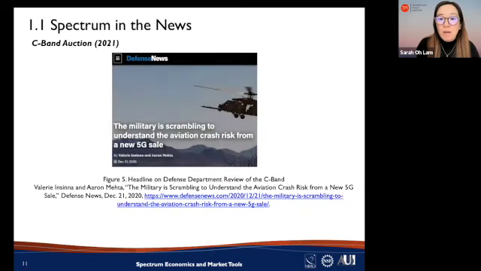And then there are also other values at play, national security and the Defense Department. And so in this headline, you see that the military is also interested in what happens with the new C band if there is aviation risk. Another concern was if the new 5G users of the band would interfere with current aviation uses that were neighboring the C band.